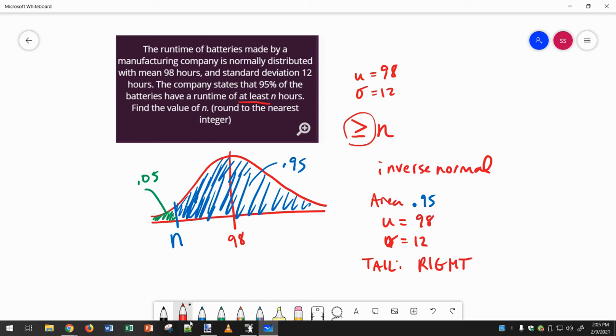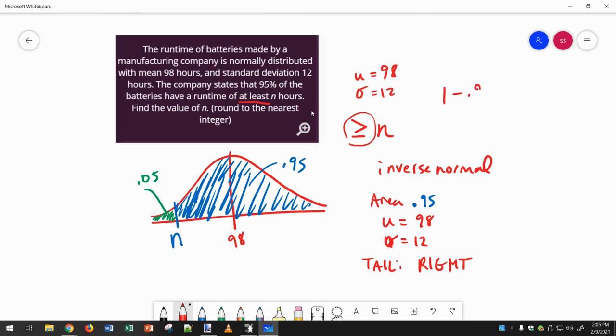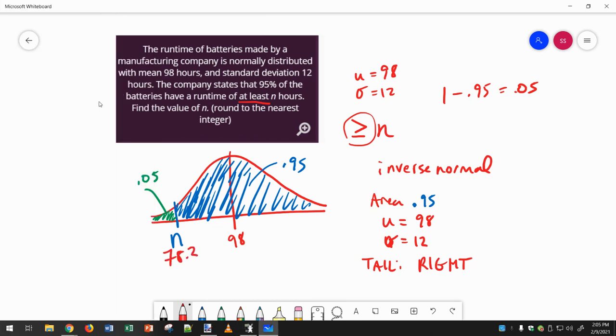If you've got an older calculator like me, then you actually need to find this 0.05 by just doing 1 minus 0.95 to get this left tail, because the old calculators can only do left tail calculations. So we go to distributions, inverse norm, and on my calculator I have to do 0.05 for the area, and then 98 for the mean, 12 for the standard deviation, and I get 78.26, or about 78.3, which makes sense because it should be lower than 98.